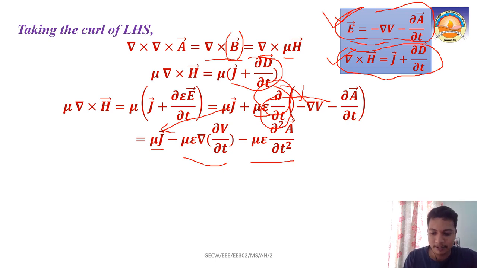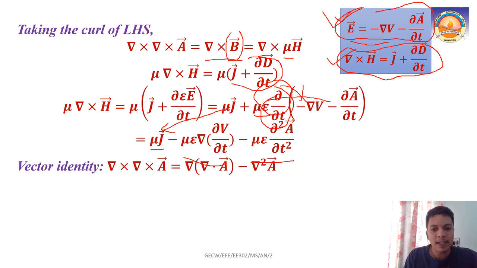This is our equation, which is equal to del cross A. This is from where we started, from del cross A. So basically, mu J minus mu epsilon del of dou V by dou t minus mu epsilon dou square A by dou t square is equal to what?